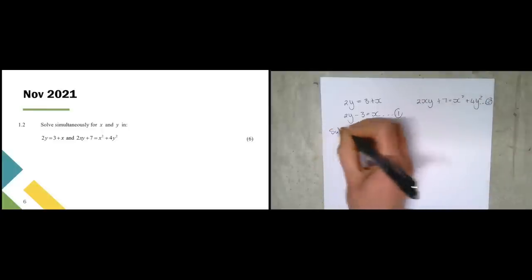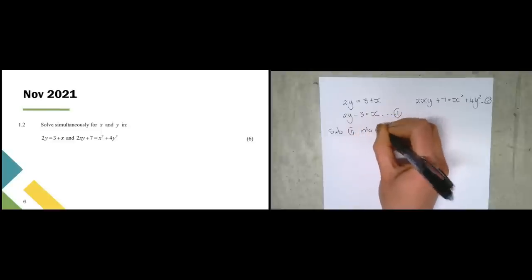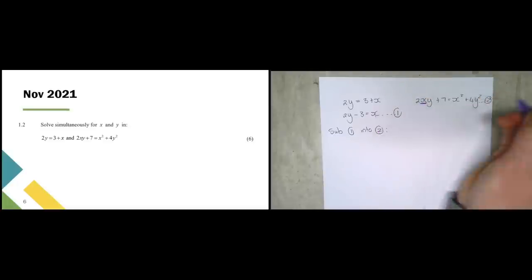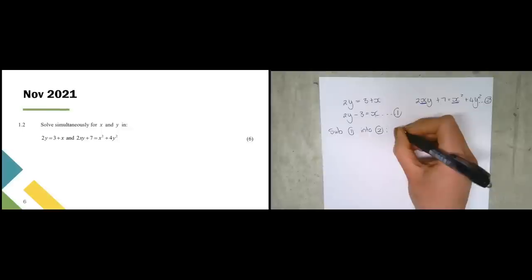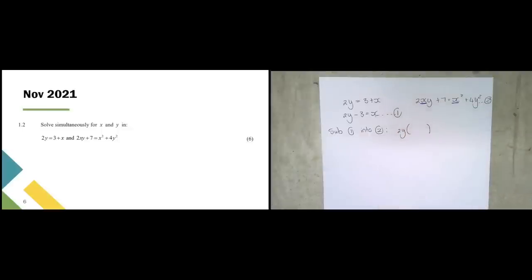If you do your substitution, equation 1 into equation 2, this means, what am I replacing now? I'm now going to replace x. So everywhere I see an x in the second equation, I'm going to replace it. So how would my equation look? I would say 2y and then do my substitution. What am I substituting x with? With 2y minus 3.